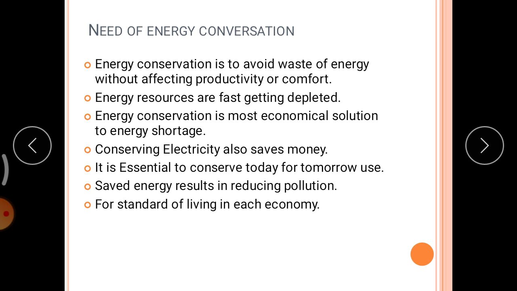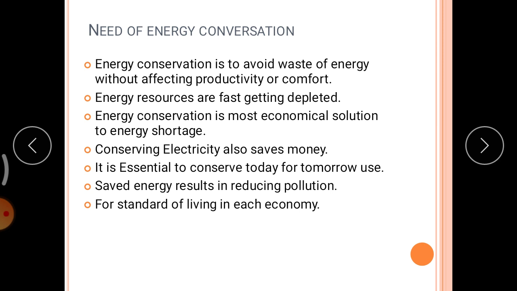What is energy conservation? Energy conservation is nothing but saving of energy and avoiding the waste of energy without affecting productivity or comfort. Without affecting productivity or comfort, the meaning is this; I'll take one example.